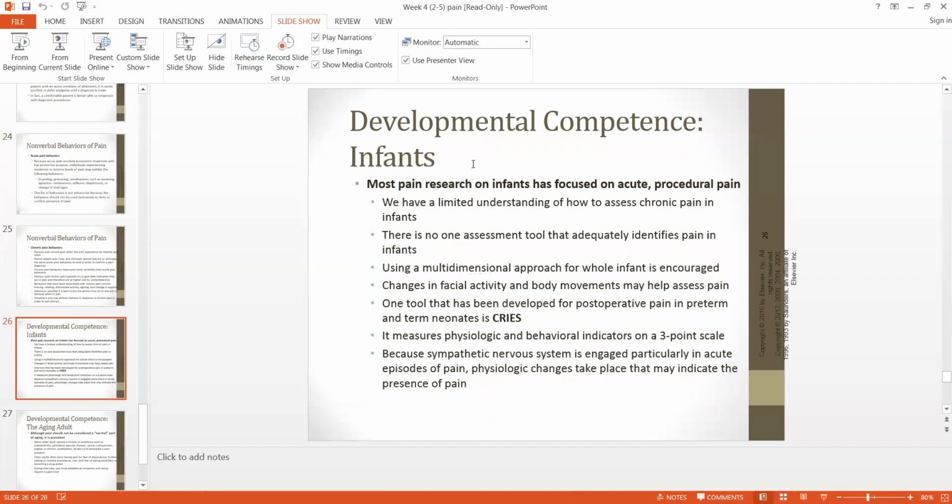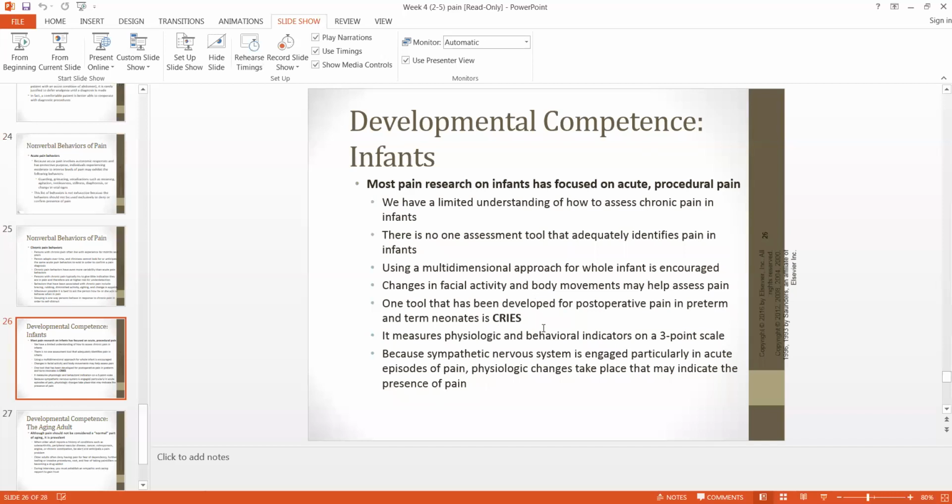Now we come back to infants again. Research has focused on acute procedural pain because do babies have chronic pain? Have they lived 6 months or longer to have chronic pain? Another really great research question. There really isn't a good tool. We use the FLACC, we use the cries. Cries are mentioned down here.